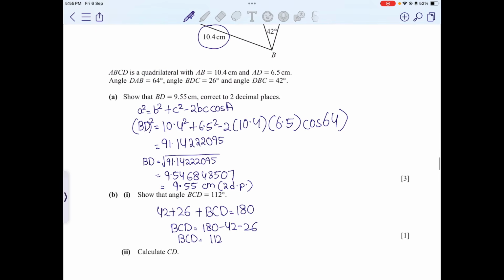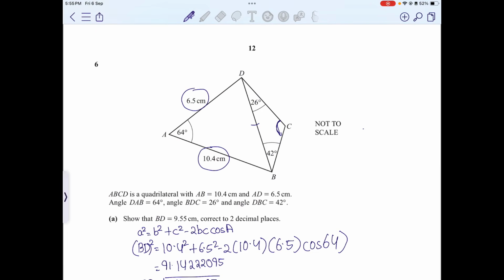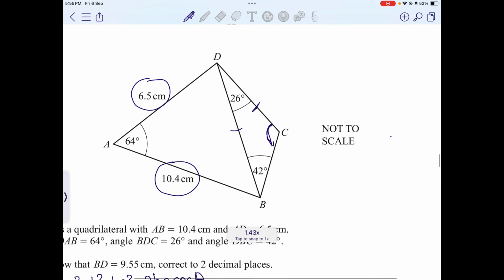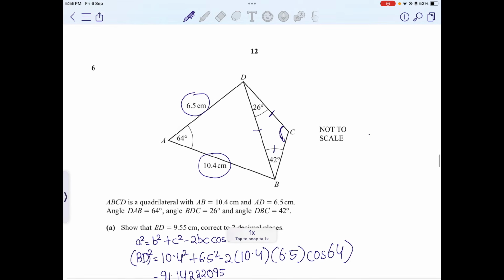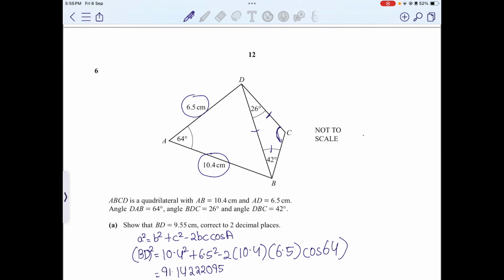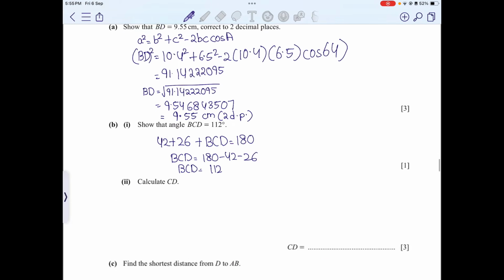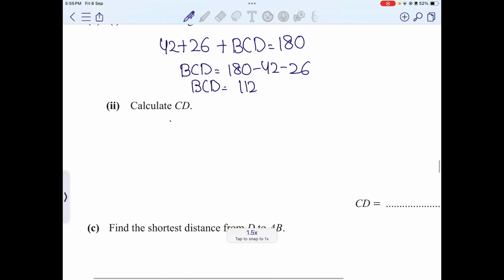Alright, now it says calculate CD. CD is basically this one. Now in order to calculate CD, we could use the sine rule. The sine rule basically involves the length we're trying to find and the angle opposite it. So when we find CD, the angle we would use is 42. And what is one more length that we know? That is BD. We know the length of BD, and we also know the angle, which is BCD. So first of all, the length CD, which I'm trying to find, over the sine of the angle.